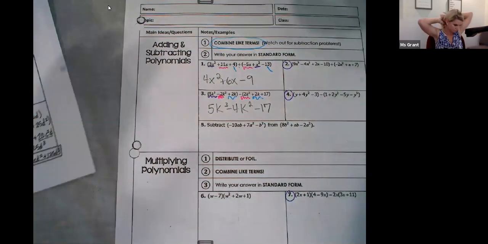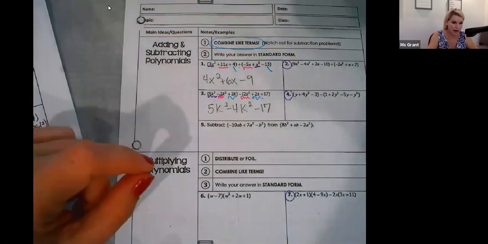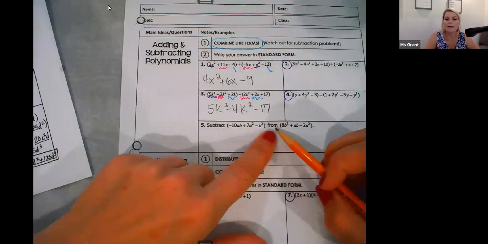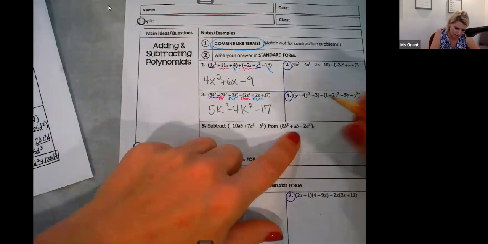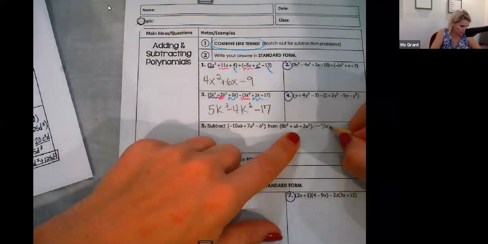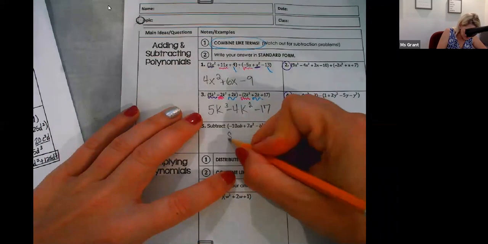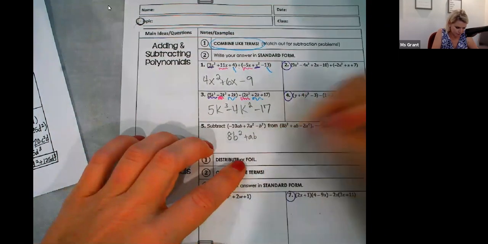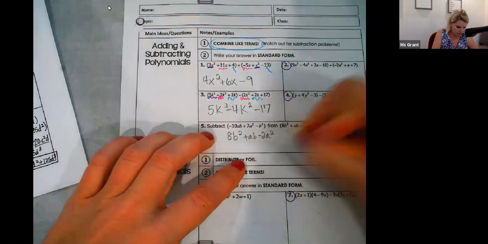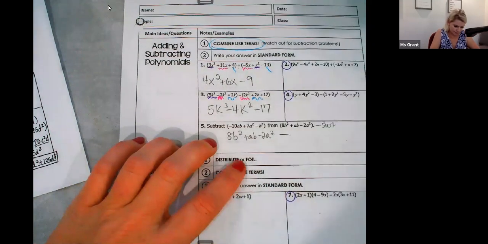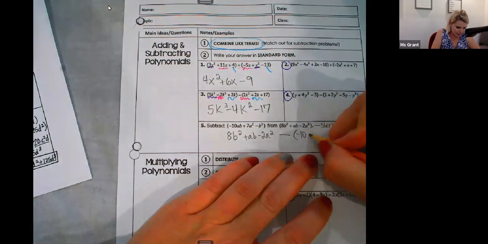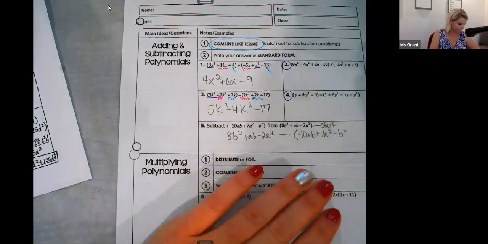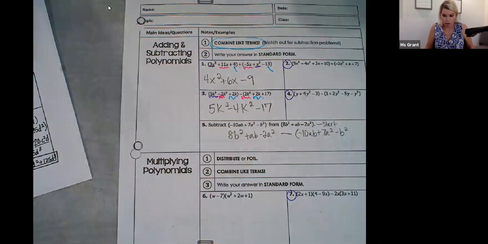Okay. Well, be careful with this. Subtract negative 10ab plus 7a squared minus b squared from this. That means I start with this: 8b squared plus ab minus 2a squared, then subtract negative 10ab plus 7a squared minus b squared. Okay, like terms.